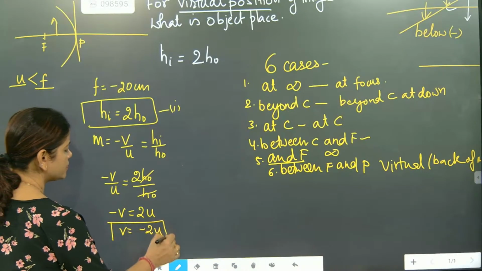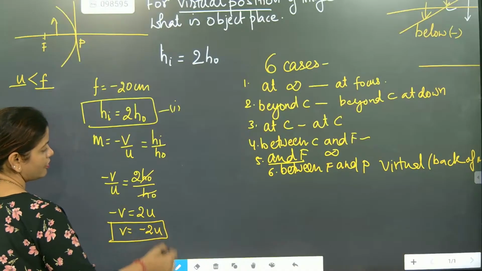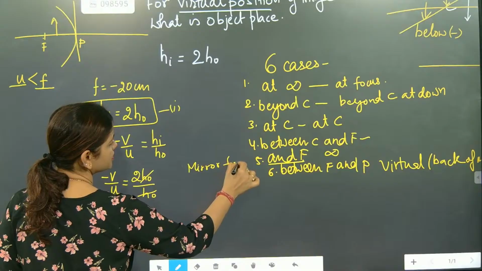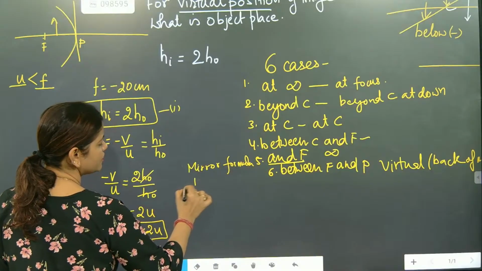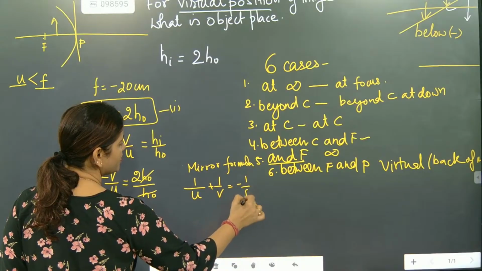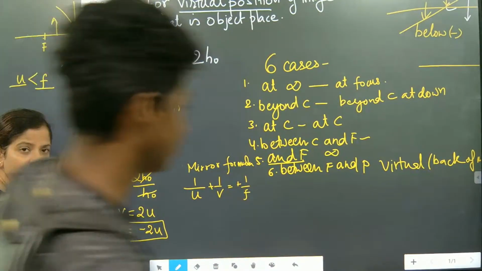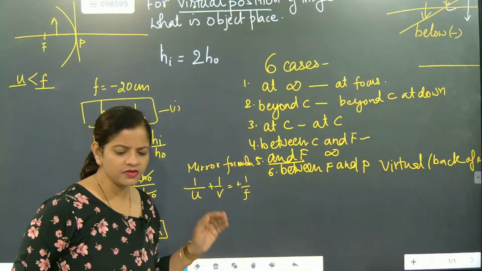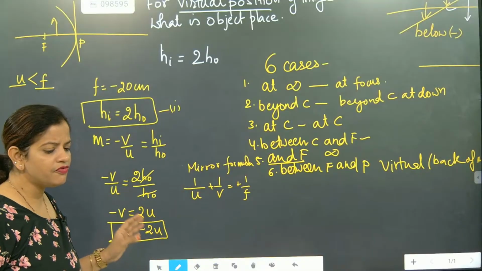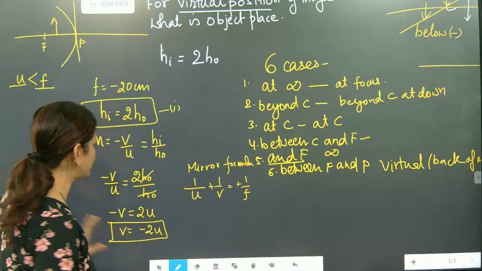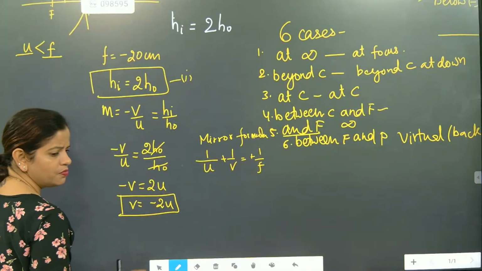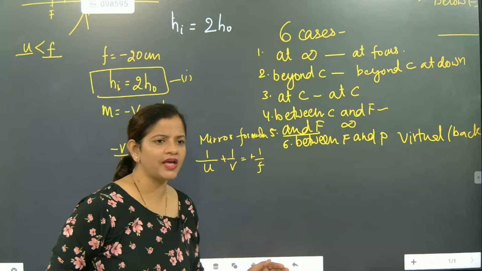So we are going to substitute this in the mirror formula. What is the mirror formula? The mirror formula is 1 by u plus 1 by v is equal to 1 by f. Understood? 1 by u plus 1 by v is equal to 1 by f. This is the mirror formula.